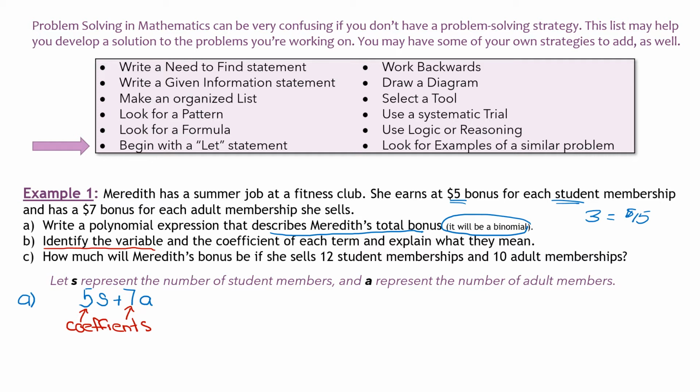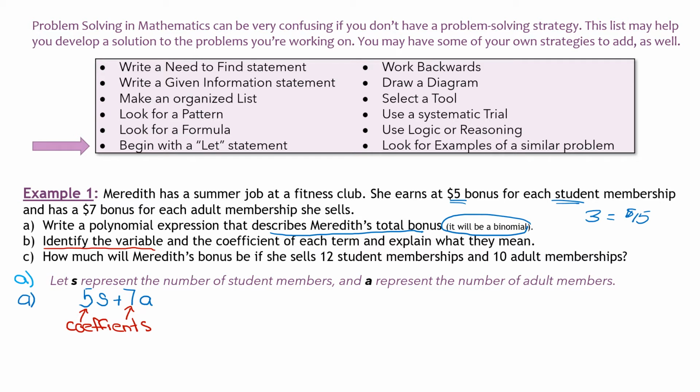We already said what S and A are, so I could maybe just put a part A up here in front of this part of the question here. This is also part A because I already identified my variables here. I don't really need to write them out twice. Okay, so that's all we had to do for part B.